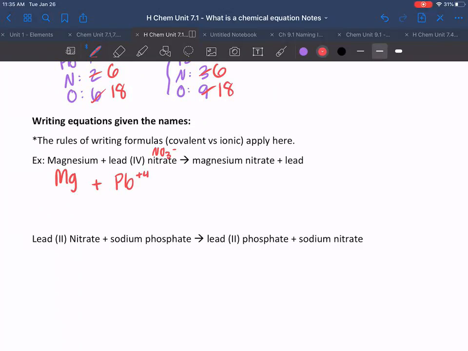So if we know that each nitrate, remember this is a unit that doesn't split up, is -1, how many of them do we need? 4. So what this is going to end up looking like is Pb(NO3)4. Because we get a +4 contribution from lead, and we get 4 times a -1 contribution from nitrate, which we always want to make sure equals 0. We have a neutral compound. Any questions on remembering how to do this?